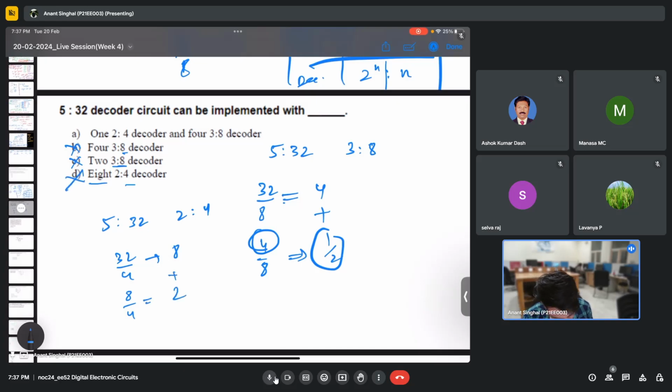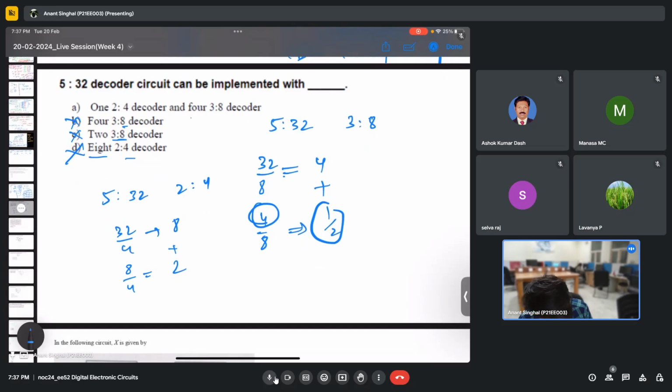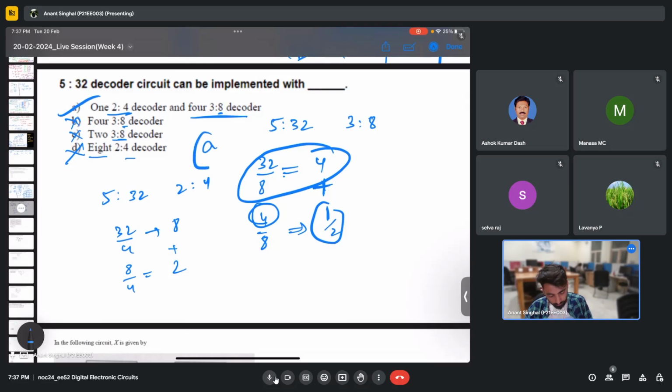So let's try with the first option. We have 4 3 cross 8. Yeah, so this is the option that I already calculated. So 4 3 cross 8 plus half, so half is 8, we need to have a 4. So 1 2 cross 4 decoder and 4 3 cross 8 decoder, so option A is correct. I hope this is clear, this is very easy.